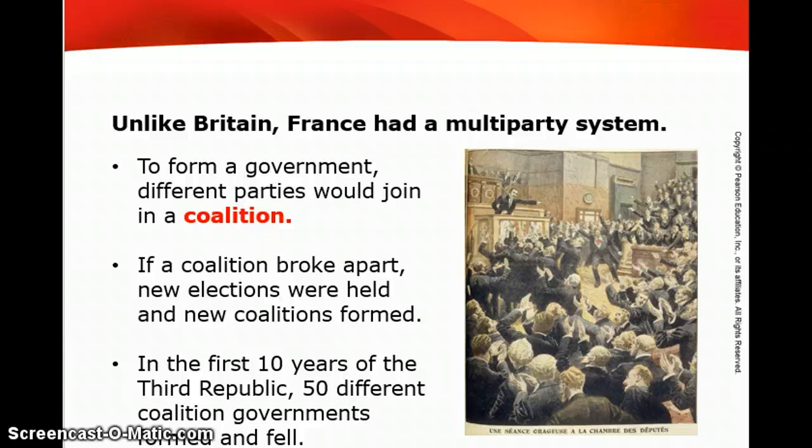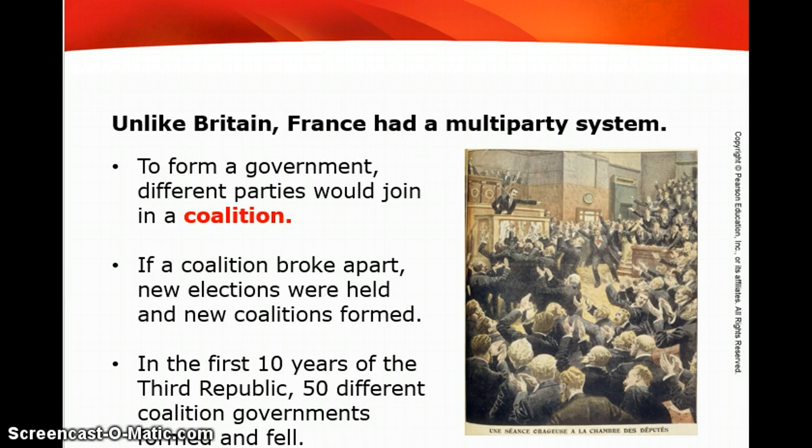Unlike Britain, France had a multi-party system. To form a government, different parties would join in a coalition, so they had to cooperate with each other. In politics, that's incredibly difficult. If a coalition broke apart, new elections were held and new coalitions formed. Once a coalition controlled enough votes, it could then name a premier and form a cabinet. In the first 10 years of the Third Republic, 50 different coalition governments formed and fell. This is going to make it incredibly difficult to rule France.